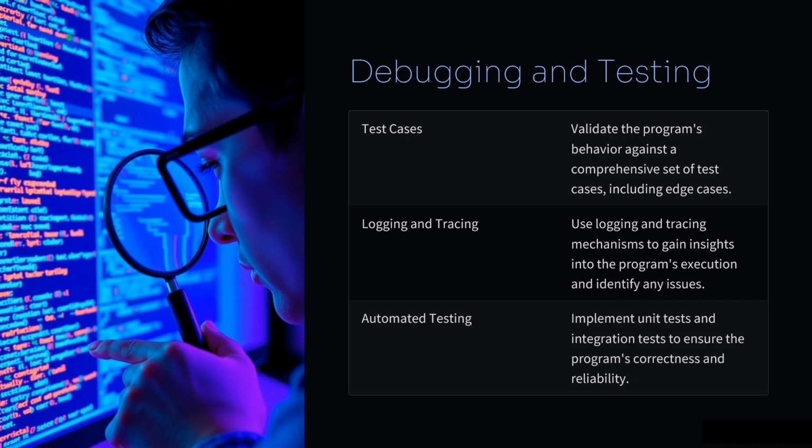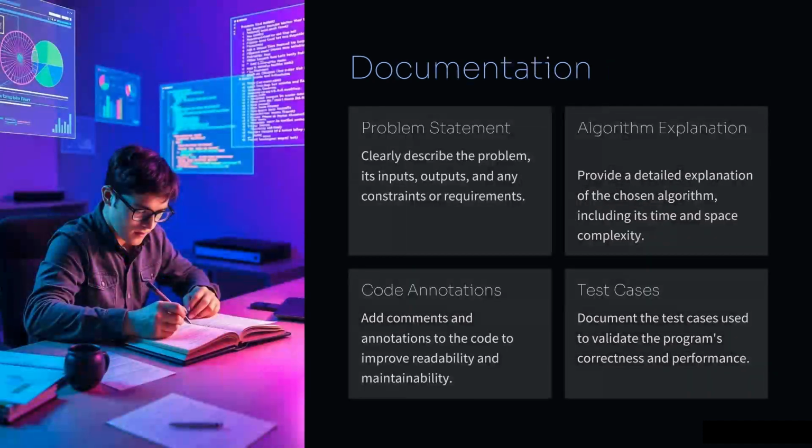Debugging and testing. Test cases: validate the program's behavior against a comprehensive set of test cases, including edge cases. Logging and tracing: use logging and tracing mechanisms to gain insights into the program's execution and identify any issues. Automated testing: implement unit tests and integration tests to ensure the program's correctness and reliability.